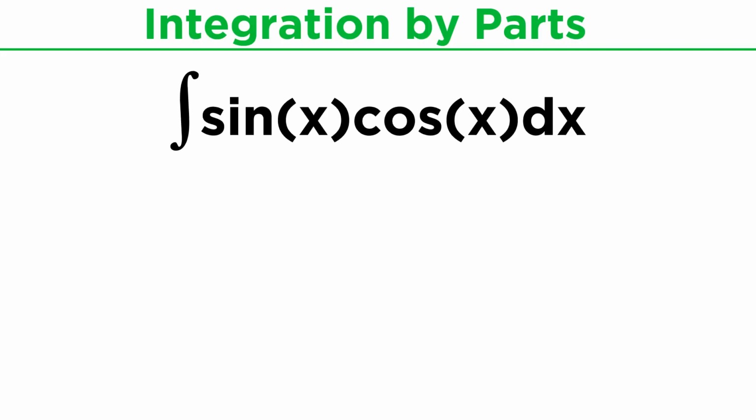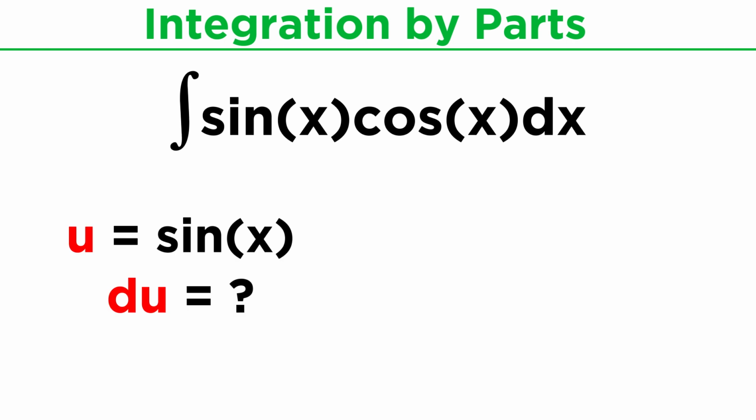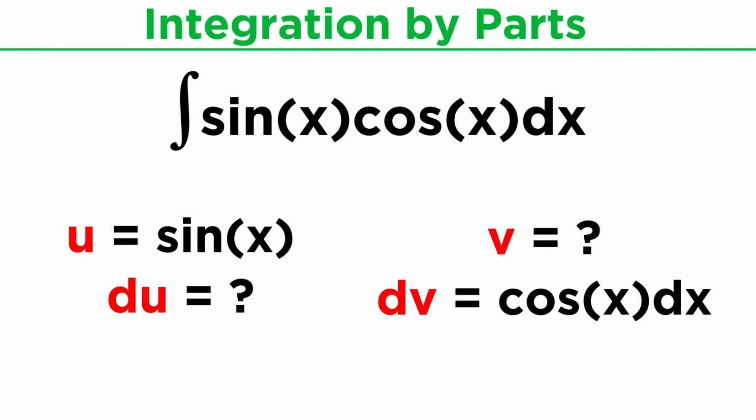Now let's solve the same integral by using integration by parts. We will allow u to be equal to the sine of x and dv to the cosine of x times dx. In order to derive the unknown differential du, we need to differentiate sine of x. While to derive v, we must integrate dv.